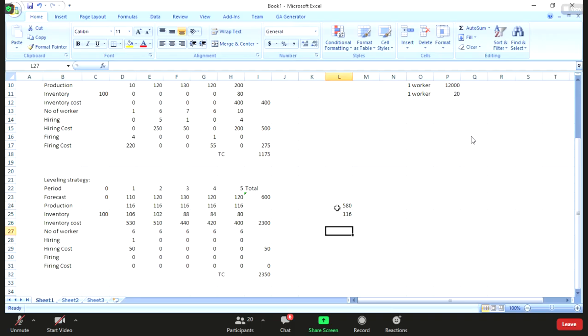Is it clear, Safina? Yes, sir, already. So as engineers, we choose the chase strategy because it has the lowest total cost. Yes, correct, but for this case only. For other cases, the chase strategy is not always better than the leveling strategy.